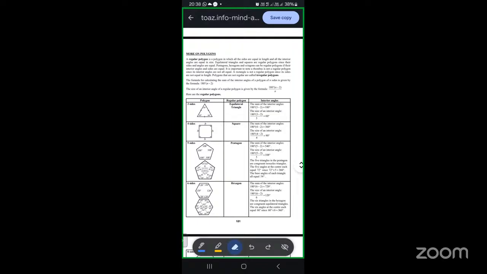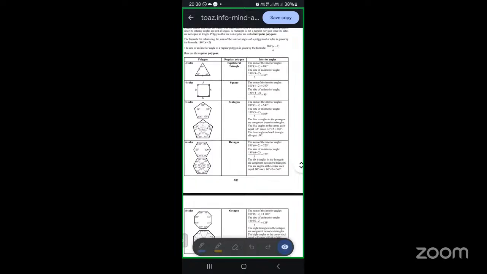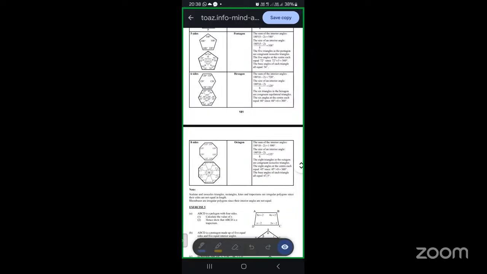Then you can go to the last one, which is the octagon. It has 8 sides or 8 corners, then that one will be 180 degrees times 8 minus 2, which gives us 1080.